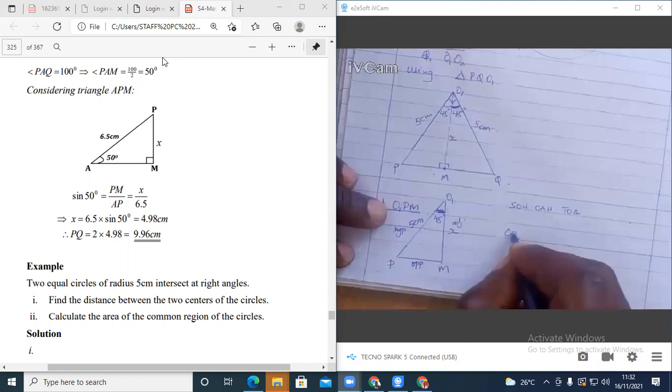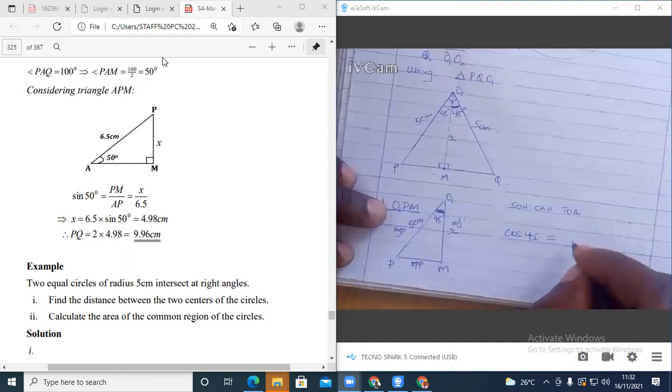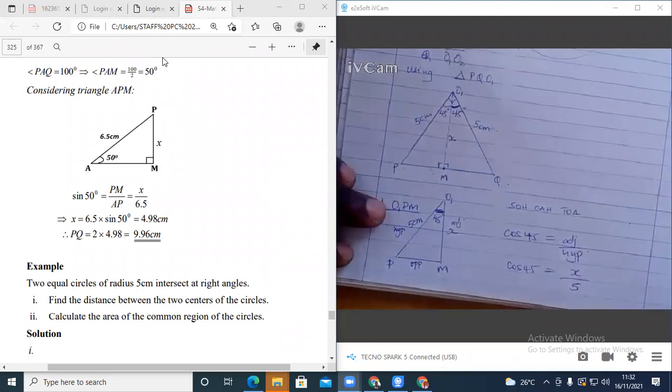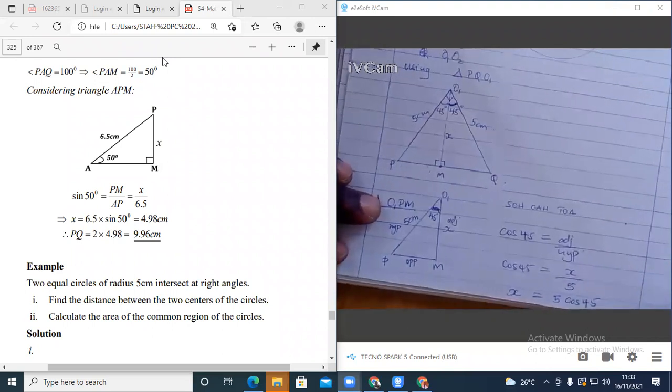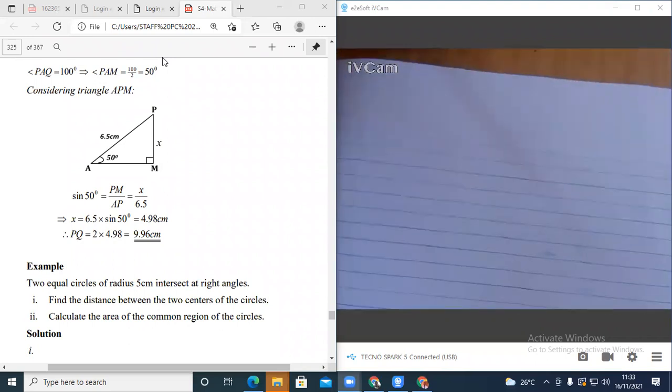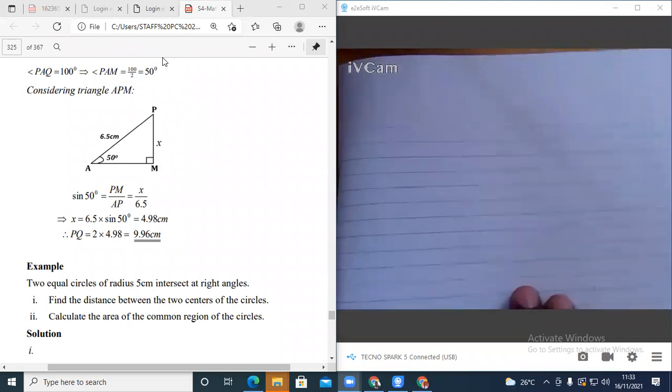So we shall say cos of 45 equals the adjacent over the hypotenuse. So cos of 45 equals x over 5. And then we can find x equals 5 cos of 45. So 5 cos 45, what do we get?